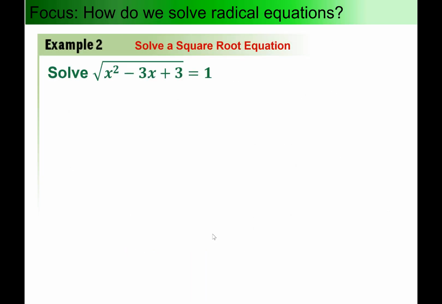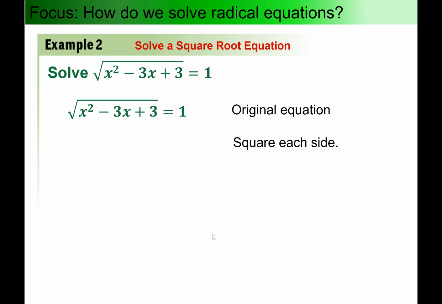Now we're looking at solving another square root equation. Here, we have a trinomial underneath the radical as our radicand. But the steps are still going to be the same. We want to isolate the radical term, which in this case is already isolated. So we square both sides of the equation.